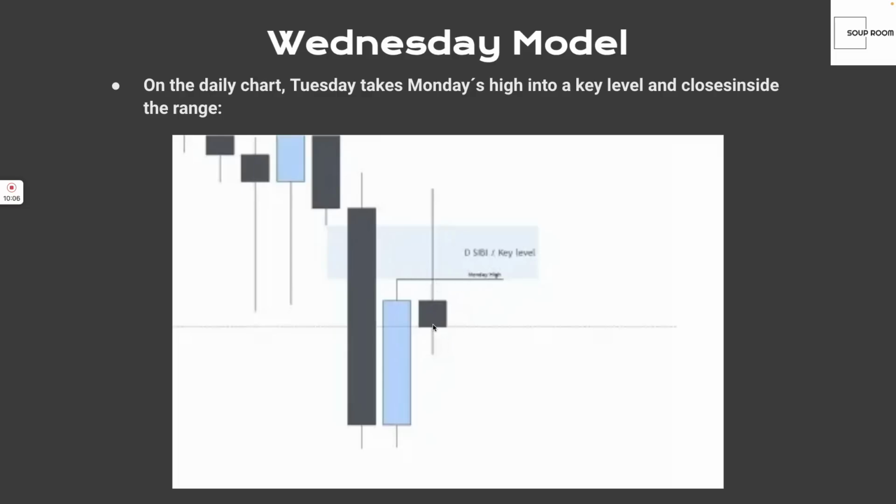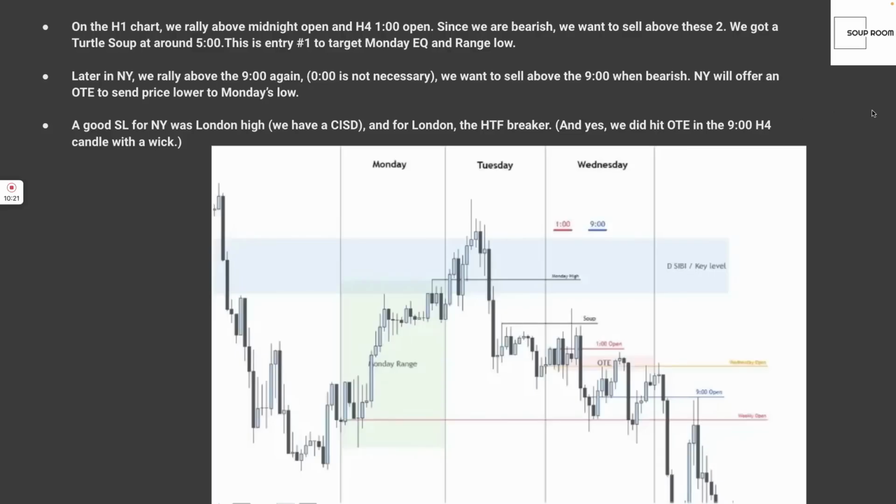Where is price likely to end up? The EQ of Monday's range and then the opposing end of Monday's range. This is CRT. Dropping down to the lower time frame. On the 1 hour chart, we rally above midnight open and the 4 hour 1 a.m. open.